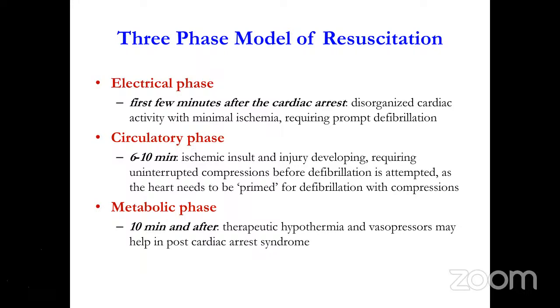Now, if this early phase is not tackled, if the patient does not receive the initial resuscitative efforts, including the defibrillation or the AED, then comes the circulatory phase. Because these types of disorganized cardiac activities or arrhythmias will not persist in the same fashion for long. It's usually ventricular fibrillation in the beginning. But then in the circulatory phase, which usually starts a few minutes later, maybe 5 to 6 minutes, this is where the patients will start having ischemic injuries to the cardiac muscles.